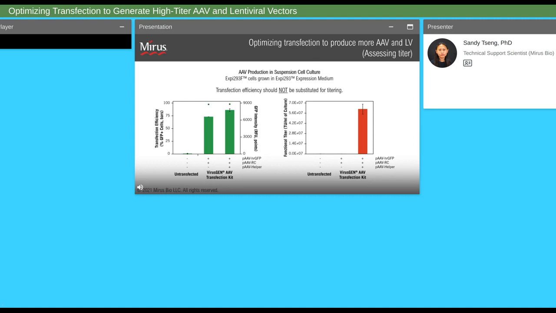And so just briefly, how we did this functional titer was that we collected the sample after transfection, and we took that AAV sample and transduced or infected HT1080 cells with a limiting dilution of the virus. And from the number of HT1080 cells that express the GFP, we then were able to determine a functional titer. So I hope this experiment and the data here really makes the point clear that transfection efficiency should not be substituted for proper titering of virus.